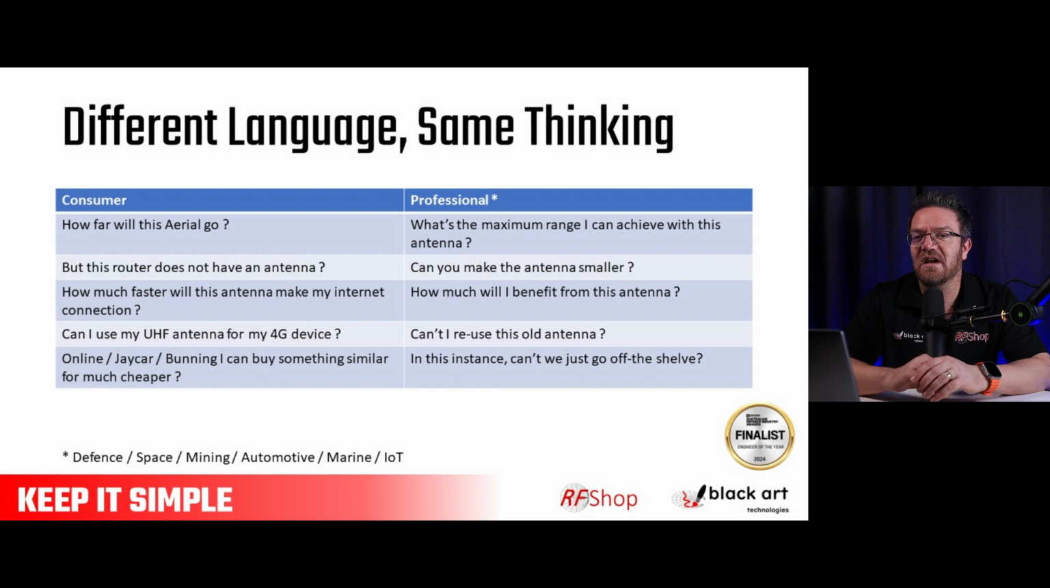Same with all the other questions I have on the list there. This router doesn't have an antenna, why would I care? The next one: but you need to make it smaller. We see so many things getting smaller, hence it's the same problem. How much faster will this make my internet go? Which is the same question: how does it benefit? Can I use my UHF antenna for my 4G? It's a fair question. If you have products like the antennas we get on the bull bars, they look the same, one and the other. So it's a problem that you rightfully do have: if you can't see the label, the things look the same, which makes it very confusing.